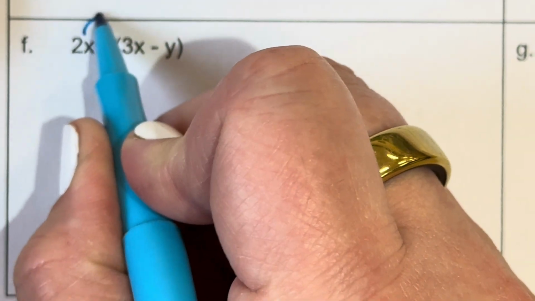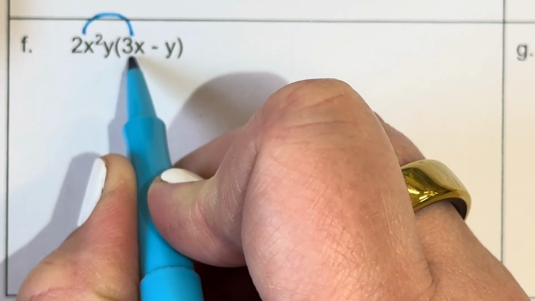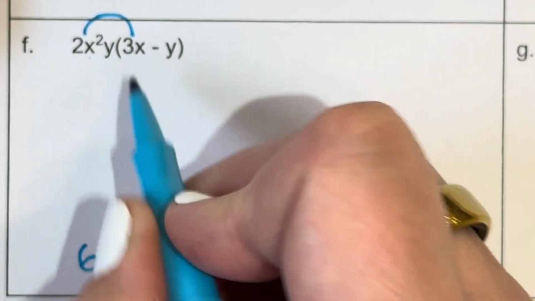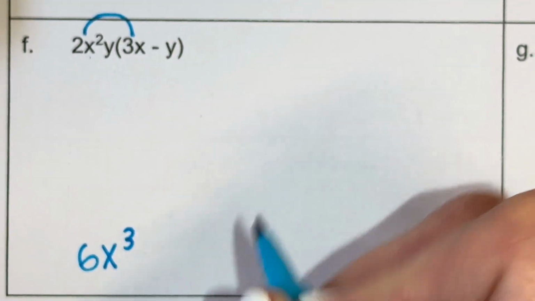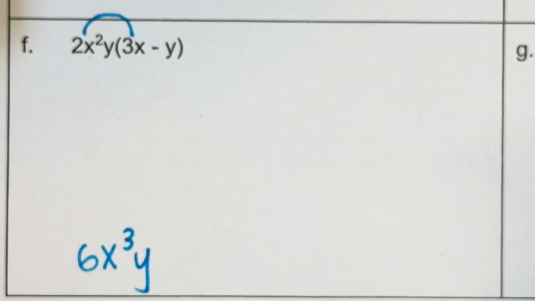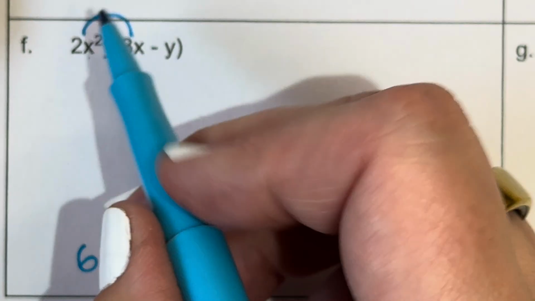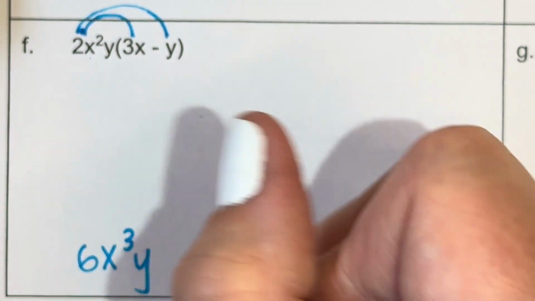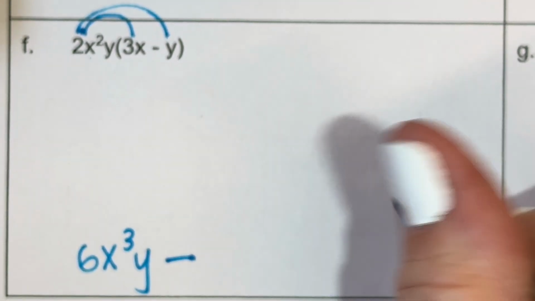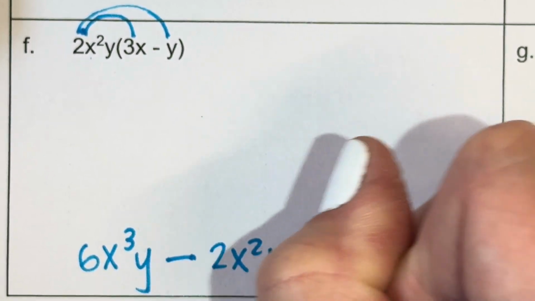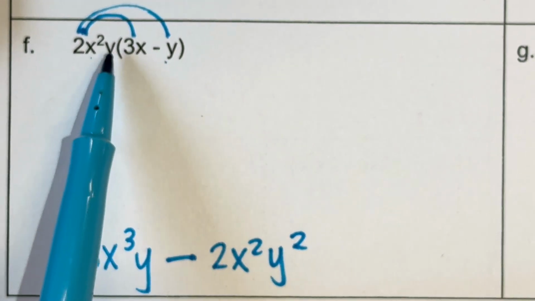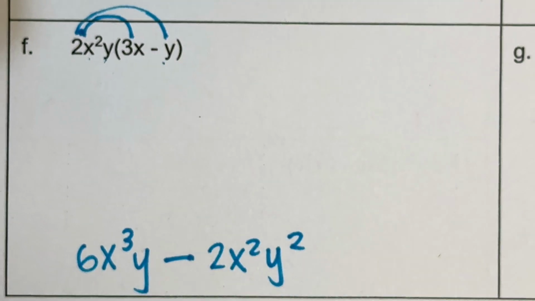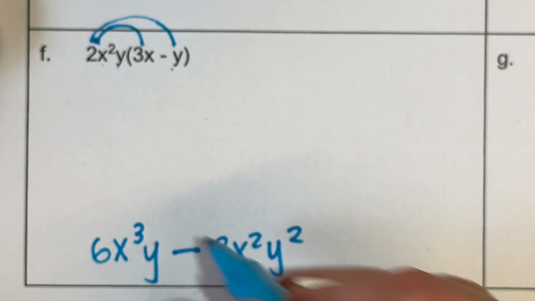I can say 2x squared y times 3x. So 2 times 3 is 6. X squared times x is x to the 3rd. And then I still have the y. Then 2x squared y times negative y is a negative answer, so minus 2x squared y squared. So this y is only going to increase the count on the y. Nothing else was going on there. And then that's my final answer.